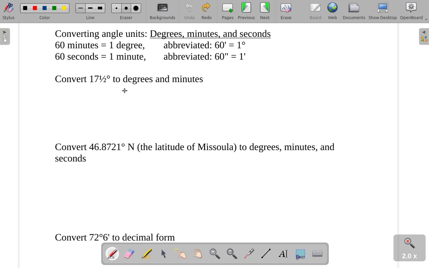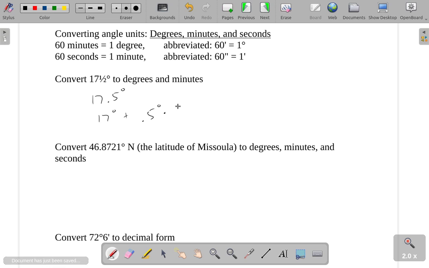So if we want to convert something from a form like this, 17.5 degrees, to degrees and minutes, well, I could say that this is 17.5 degrees. This whole number part here, this 17 degrees, I would leave alone, and I would think of this as 0.5 degrees. This 0.5 degrees is the part I want to convert into minutes.